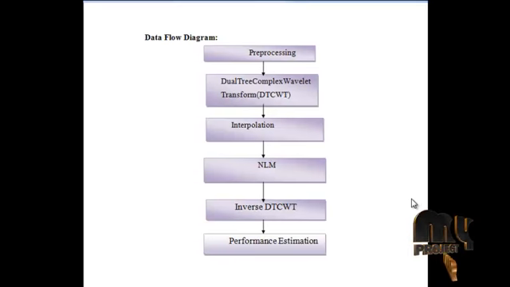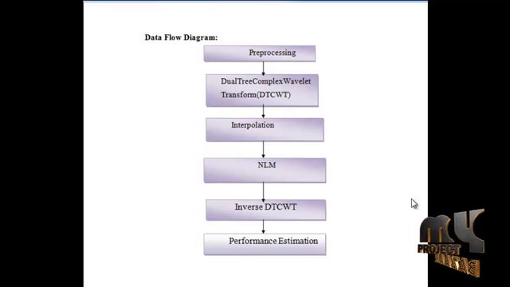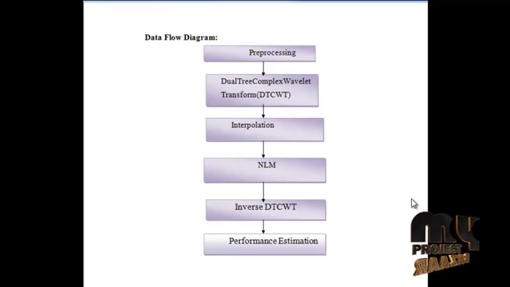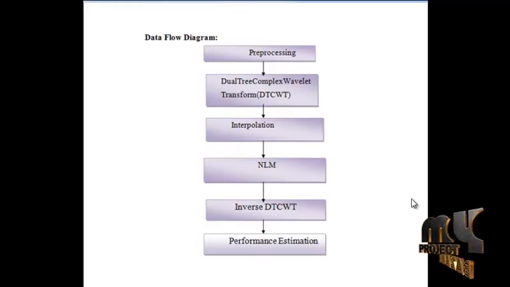In the data flow diagram, we discuss the pre-processing technique, dual-tree complex wavelet transformation, interpolation, NLM, inverse dual-tree complex wavelet transformation and performance estimations. Now we describe the pre-processing technique. In this model, the loaded test image is converted into RGB color channels.